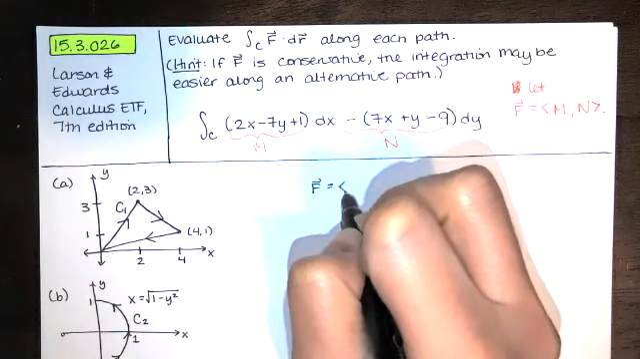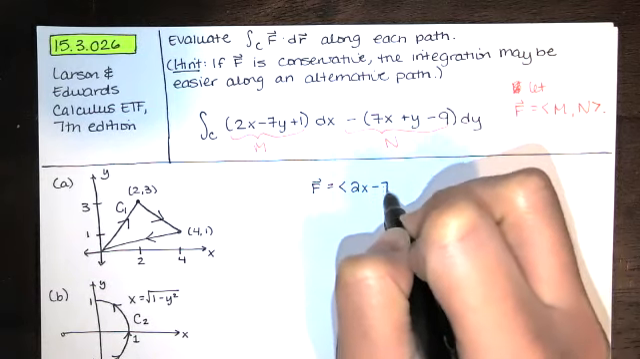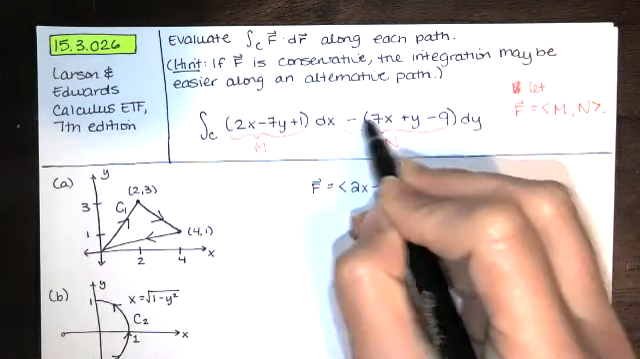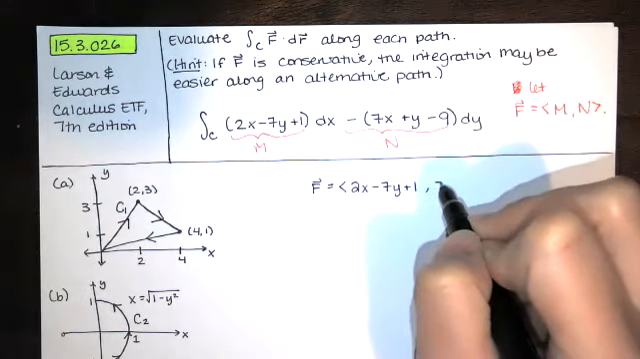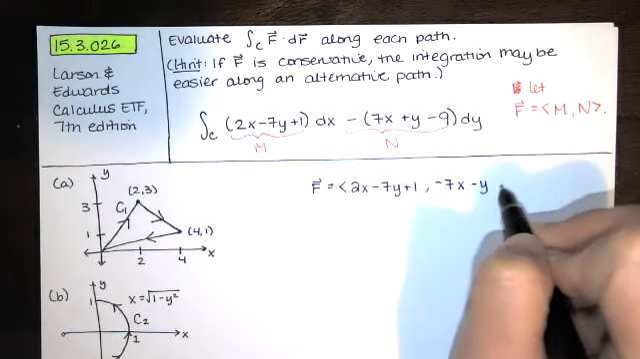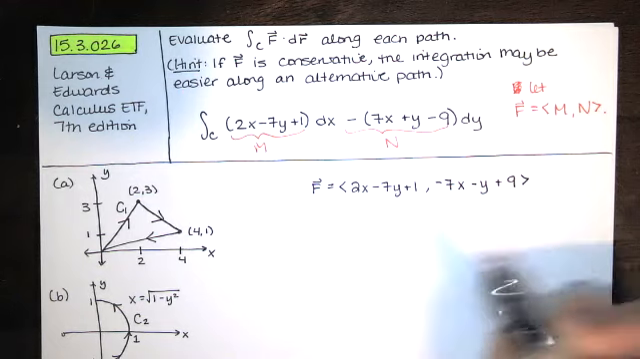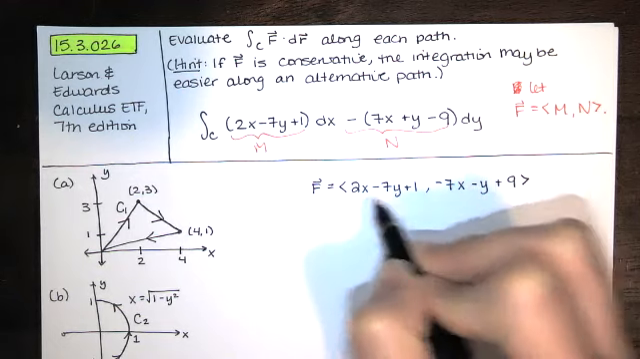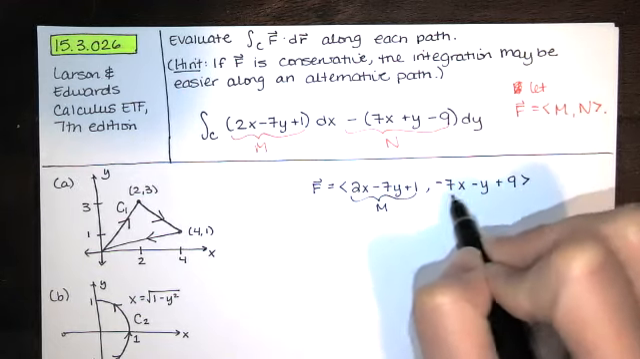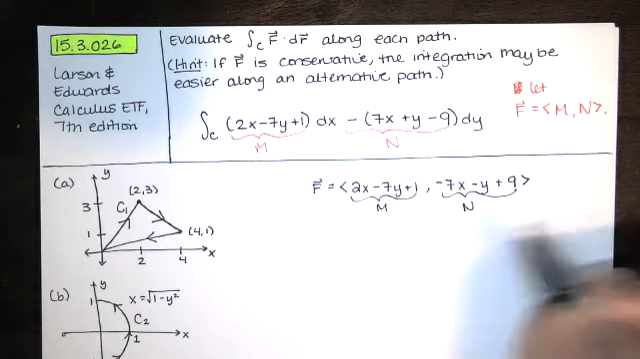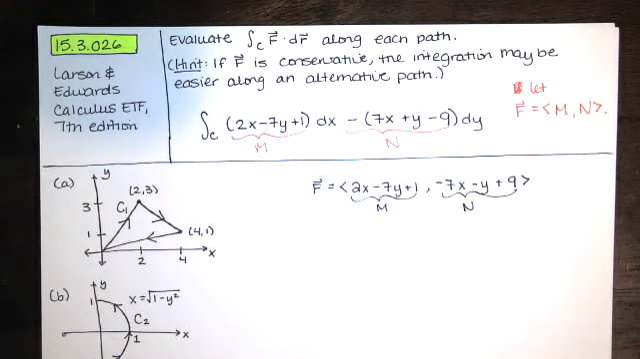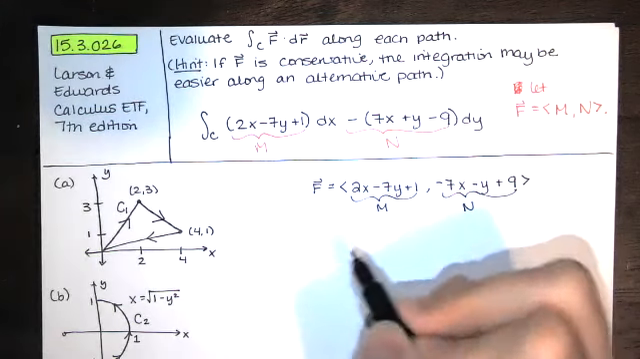We've got a field in the plane with components 2x minus 7y plus 1, and I'll distribute that negative, 7x minus y plus 9. This is my m, and this is my n. Now remember, a field in the plane will be conservative if the partial derivative of m with respect to y is equal to the partial derivative of n with respect to x. So let's check it out.